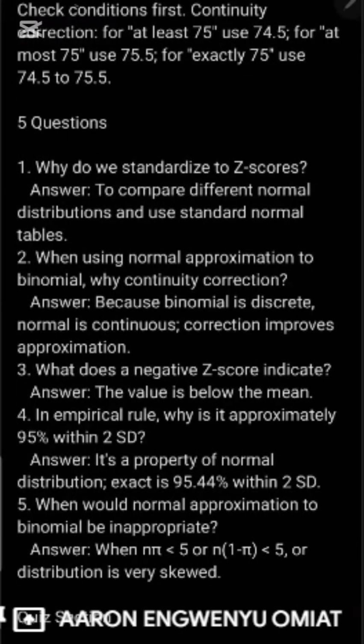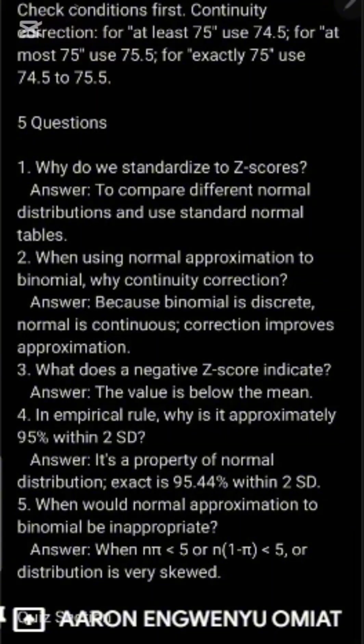When using normal approximation to binomial, why continuity correction? Because binomial is discrete, normal is continuous. Correction improves approximation. Okay. What does a negative Z score indicate? The value is below the mean. In the empirical rule, why is it approximately 95% within two standard deviations? It is a property of the normal distribution. The exact value is 94.44% within two standard deviations.